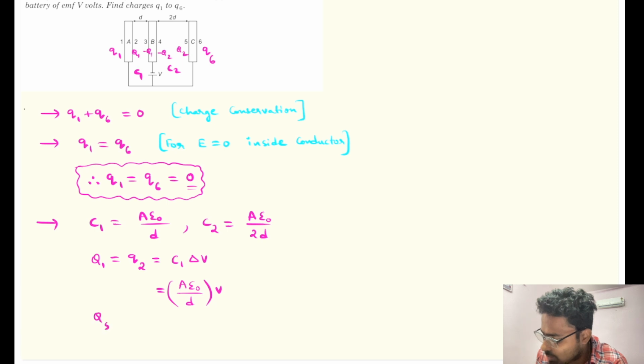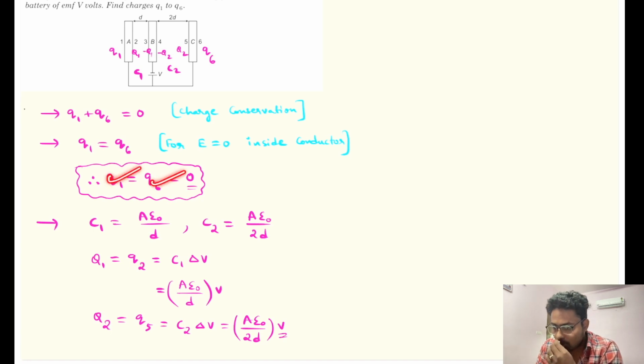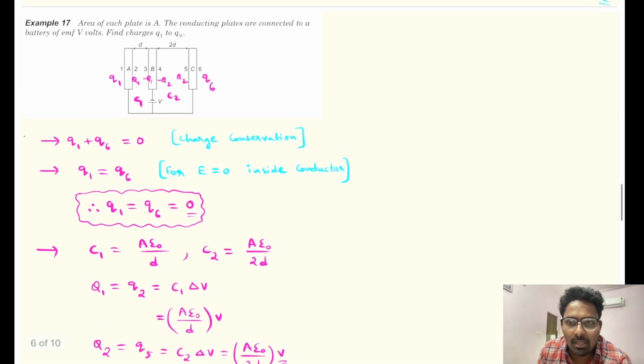As I said, Q5 is nothing but, not Q5, for the second capacitor I have taken it as capital Q2, the charge on the second capacitor. Capital Q2 is nothing but Q5, that's what they are naming it as. Q5 is nothing but C2 times delta V, which is nothing but A epsilon naught divided by 2D multiplied by V. So Q1 I got, Q6 I got, Q2 I got, Q5 I got. Sir, what is Q3? Q3 is nothing but minus Q2. Sir, what is Q4? Q4 is nothing but minus Q5. So like this, you'll be able to find all the charge distributions, right? I hope it is clear for everyone.